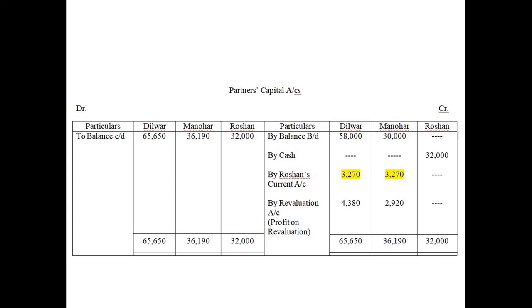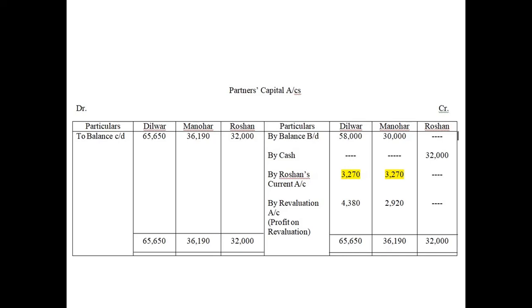By balance b/d, you can see from the existing balance sheet 58,000 and 30,000. We write by cash 32,000 in Roshan's amount column. In this question, Roshan is unable to bring in any cash for his share of goodwill. Whenever a new partner is unable to bring in his share of goodwill, we do the adjustment through opening his current account. So we write by Roshan's current account, but the amount should be blank here.